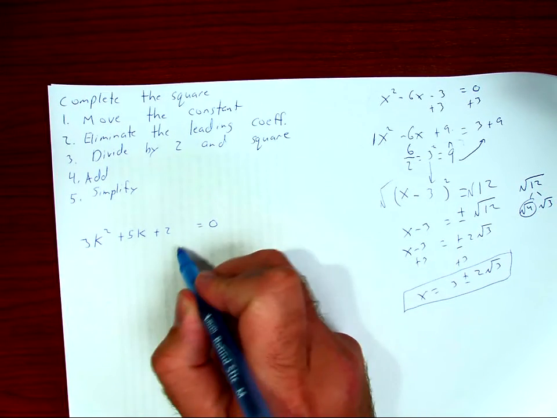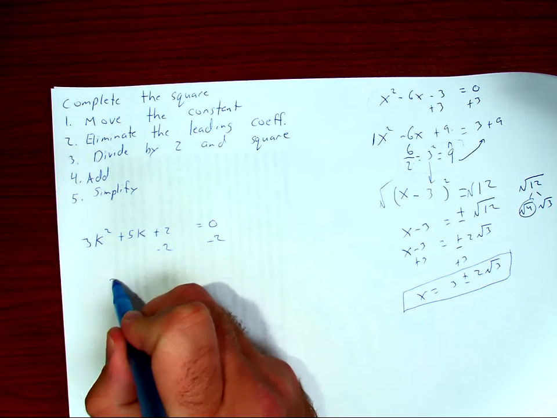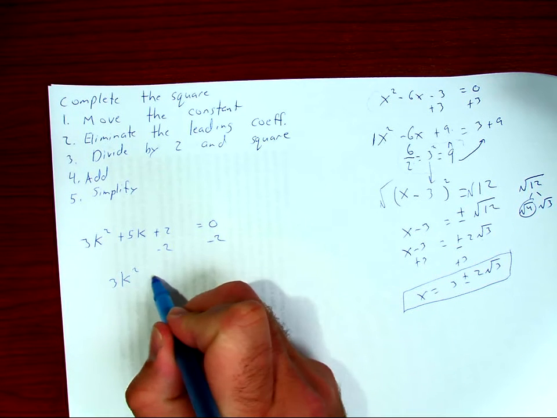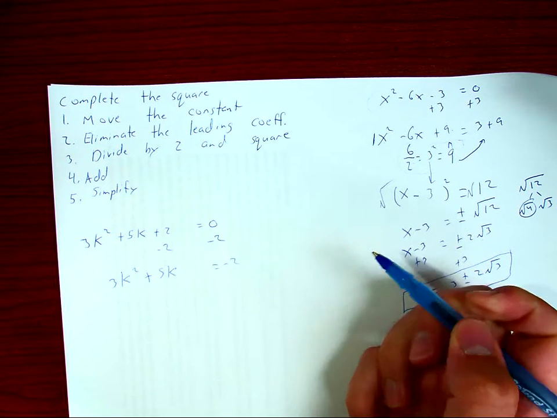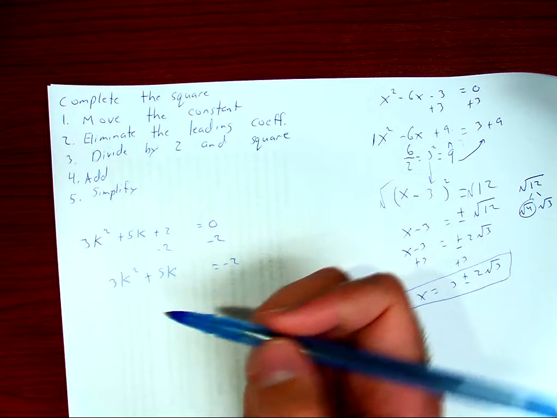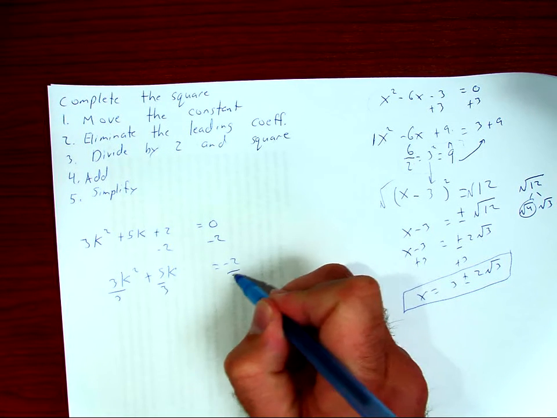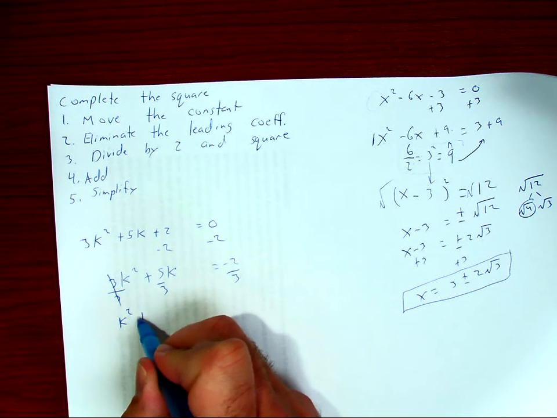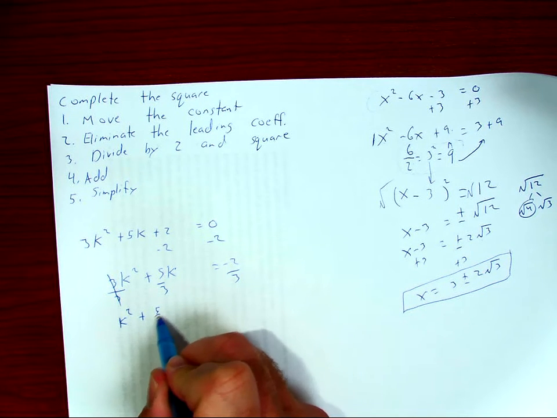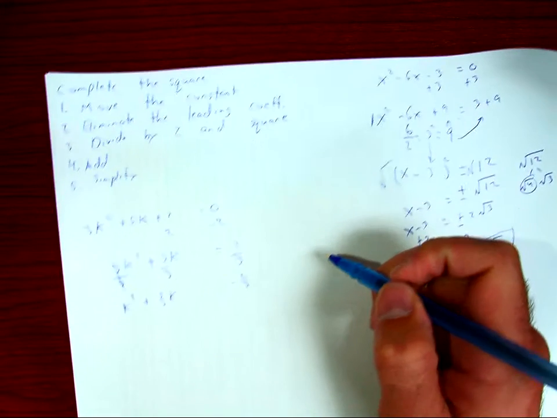So following our steps, first thing we're going to do is move that constant. So we subtract 2 to the other side, leaving us with 3k squared plus 5k equals negative 2. Now we have to eliminate that leading coefficient, so we're going to divide everything by 3. That cancels out, leaving us with k squared plus 5/3 k equals negative 2/3.